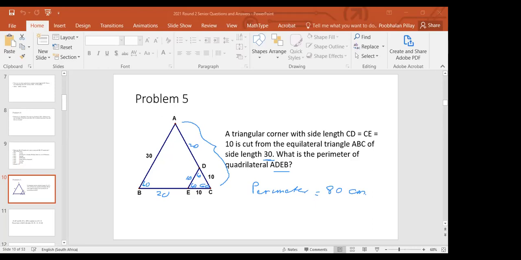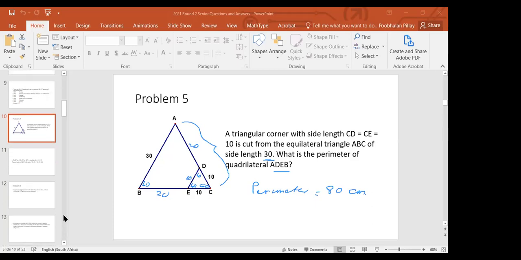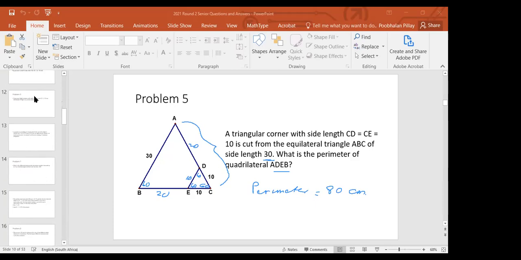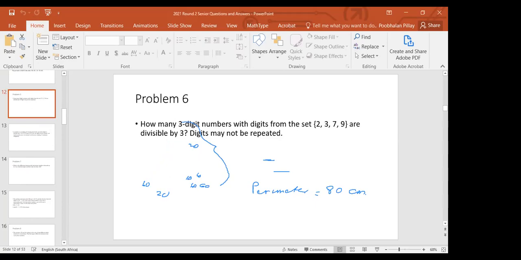Okay, so we go on to the next problem, which is problem number 6. Problem number 6 states that how many 3-digit numbers with digits from the set 2, 3, 7, 9 are divisible by 3?